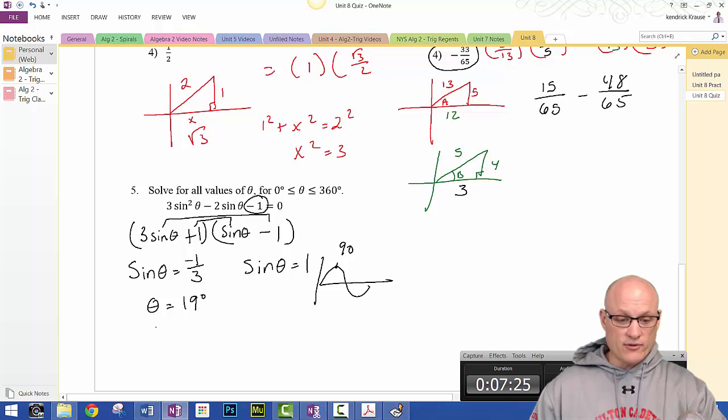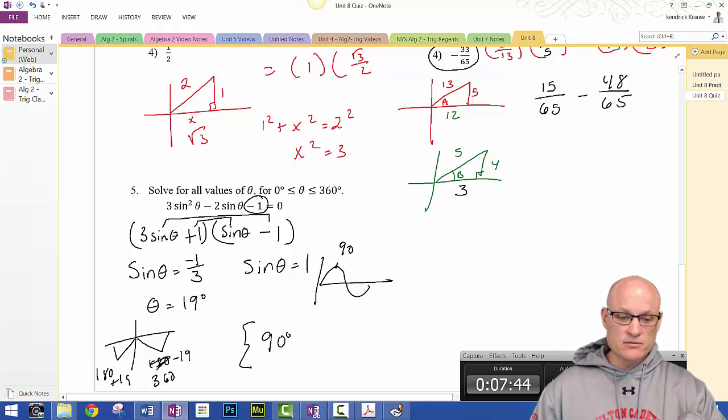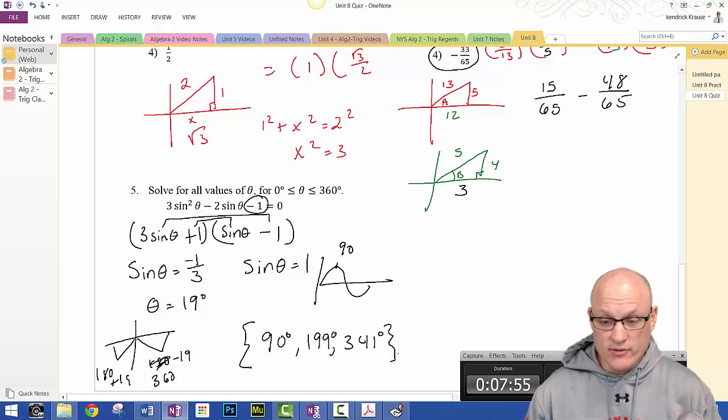But that's a reference angle. I have to go to the correct quadrants. Quadrants are 3 and 4. Down here I do 180 plus 19. Here I do 180 minus 19. Oh, not 180. Excuse me, 360 because I'm in the fourth quadrant. So my answers are, that's great, 90, 199, that's 180 plus 19, and 341, that's 360 minus 19.